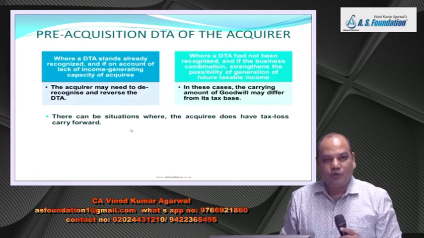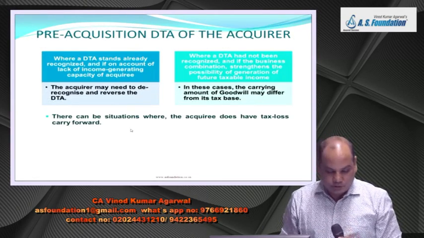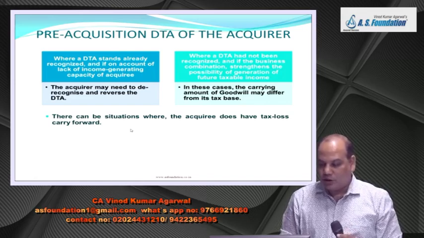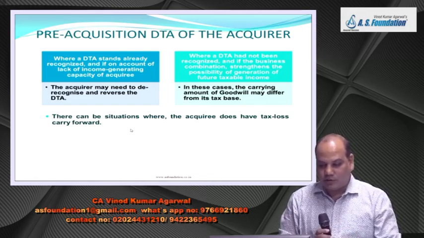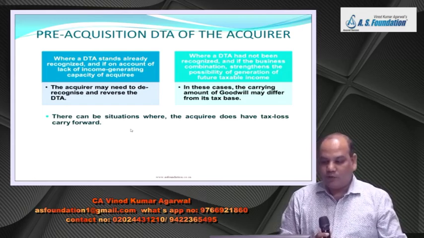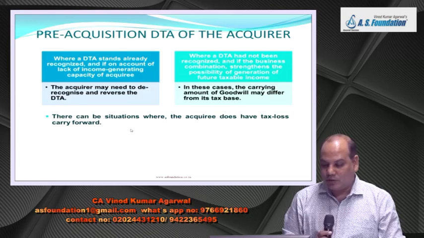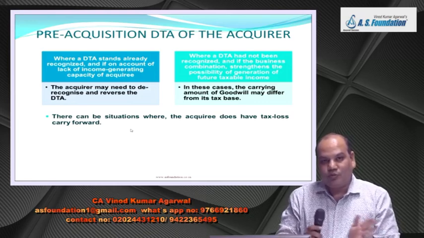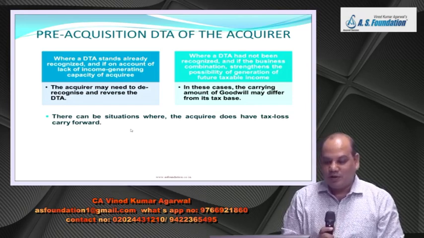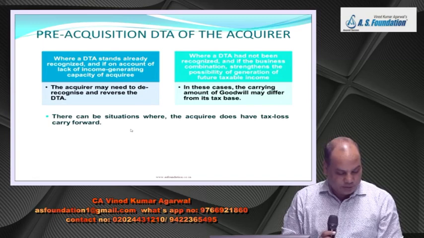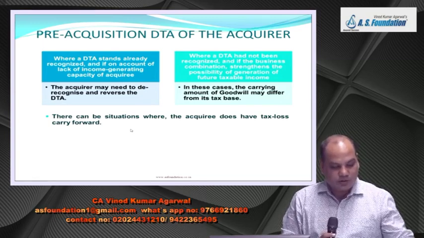So you have to take a review of your DTA. Now see, there are 2 points. Where a DTA stands already recognized, and if on account of lack of income generating capacity of the acquiree, suppose you have a DTA but now you think you will not have sufficient taxable income in future, the acquirer may need to de-recognize and reverse the DTA.